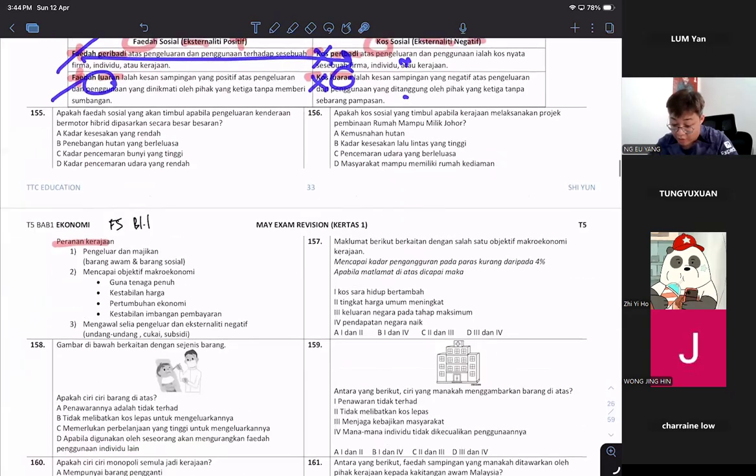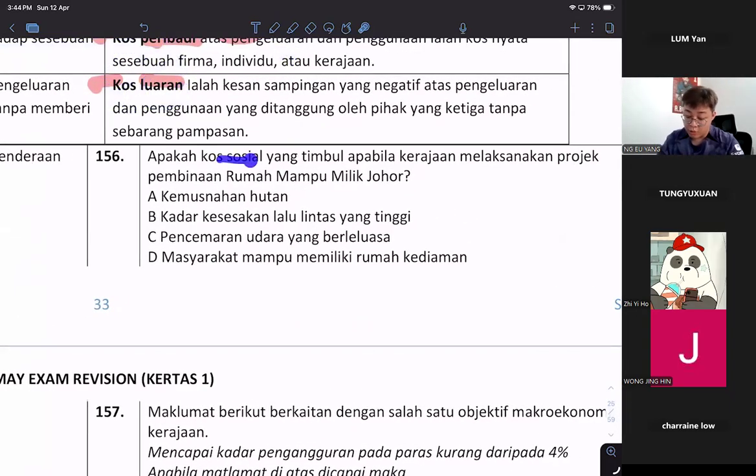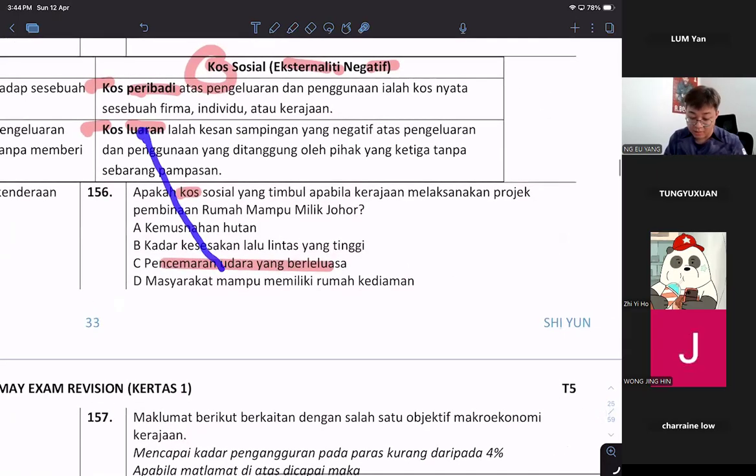Okay, so what's the soalan for 156? Cost solution. Remember, cost is negative impact. Good. Anyone? Answer? Don't refer to the answer sheet. So anyone? Pencemaran udara yang berluasan is your cost luaran. The question is asking for the cost solution, all the peribadi and luaran together.